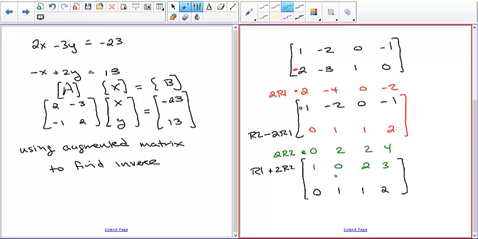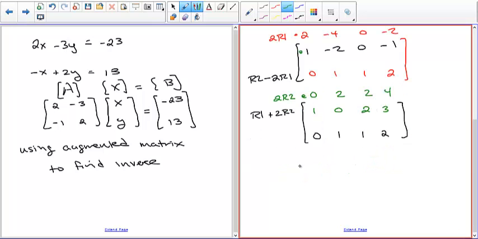And now you can see I've got 1, 0, 0, 1. So what I have left over is this stuff here. So I can say that the inverse of matrix A is equal to 2, 3, 1, 2. Okay, so that's using the augmented matrix.